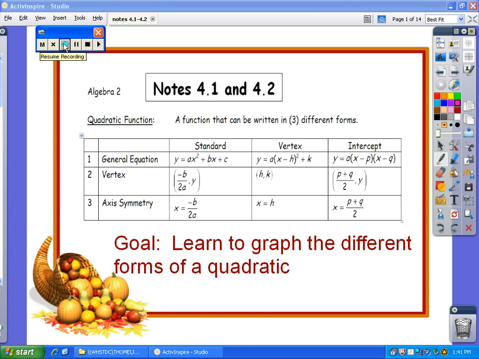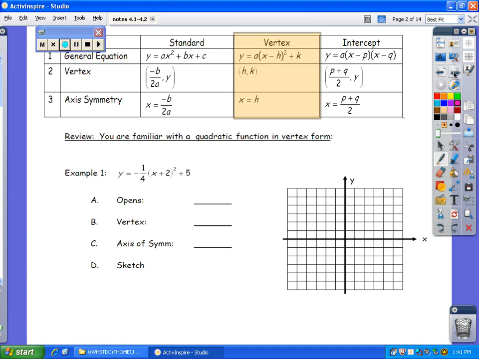Today we're going to be looking at graphing quadratics in three different forms. Vertex form we've already covered. We're going to be looking at standard form and intercept form. Okay, you're familiar with vertex form. That's our second one we're looking at here. So this is a quick review.